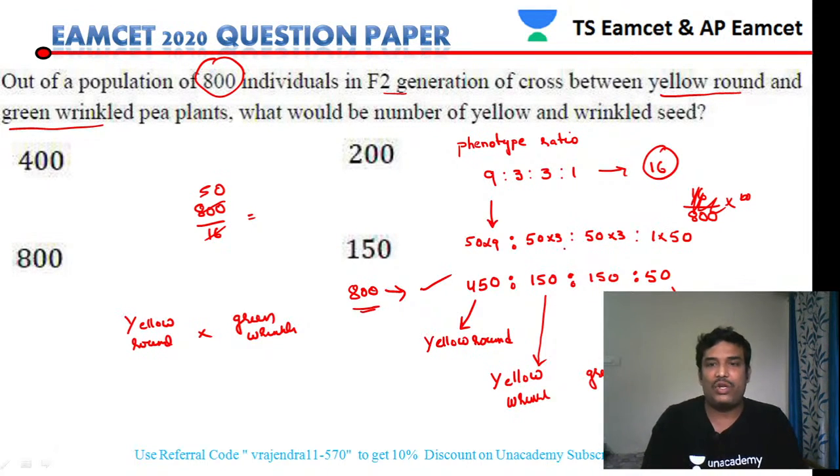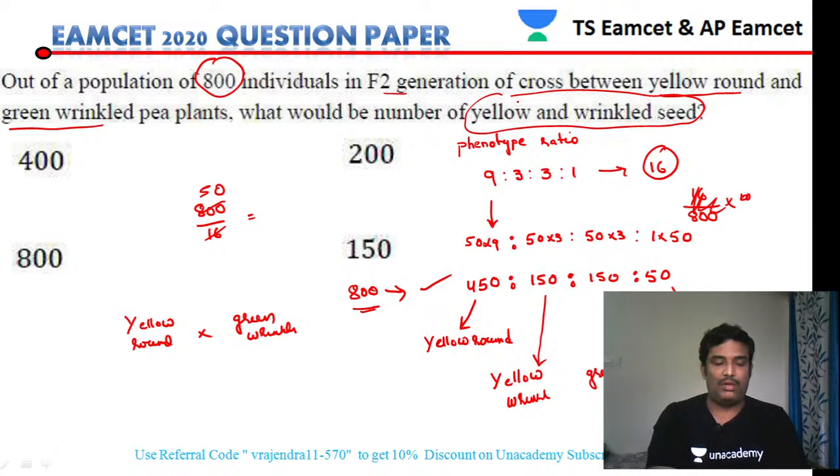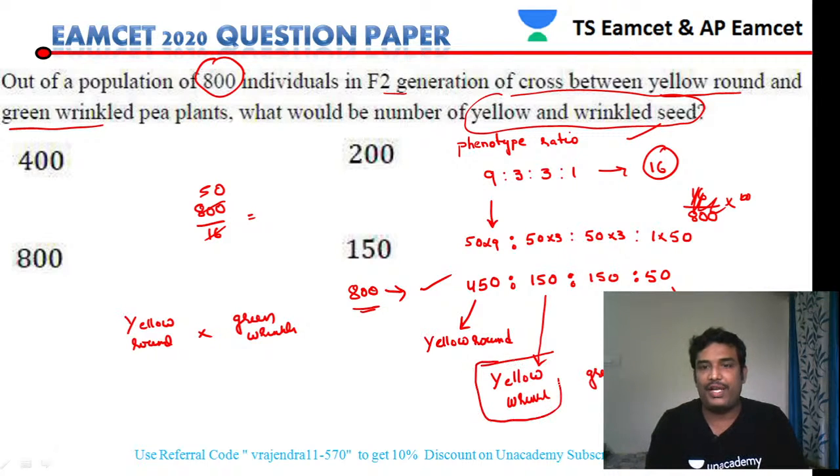Based on that, the question is asking us to find out the number of yellow and wrinkled seed. Welcome to a few more students. So good evening students. So the question is asking yellow wrinkled seed. So where is yellow wrinkled? Now this part is yellow wrinkled. So according to that our answer will be 150. So that is our answer.